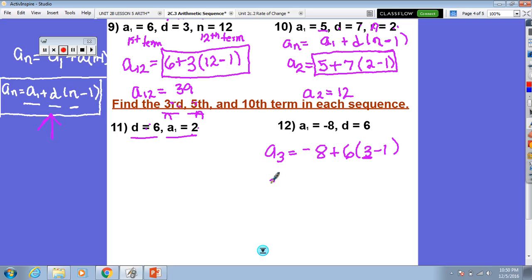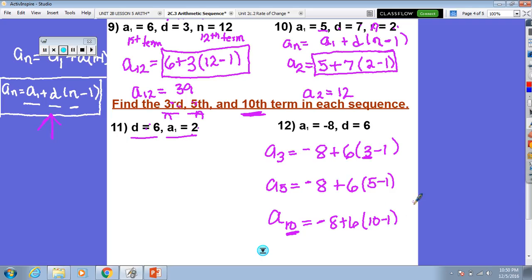Alright, let's find A5. So I still have -8 because we're still starting at -8. The pattern is still to add 6, and we do 5 minus 1. Alright, for our last one, remember we're looking for the 10th term in the sequence. So A10, because this represents the 10th term, equals -8 plus 6 times 10 minus 1. And we're going to type it in the calculator to find our answer.